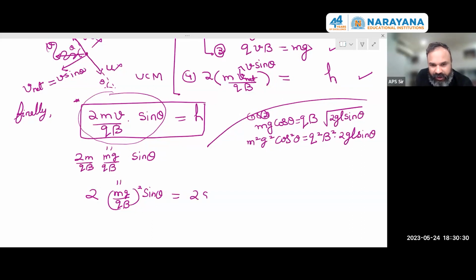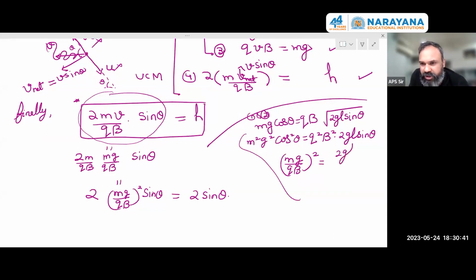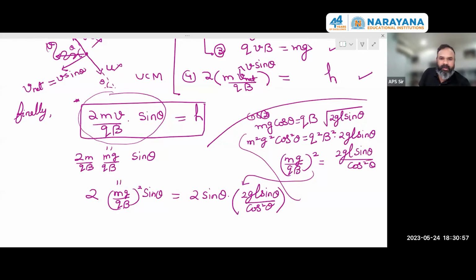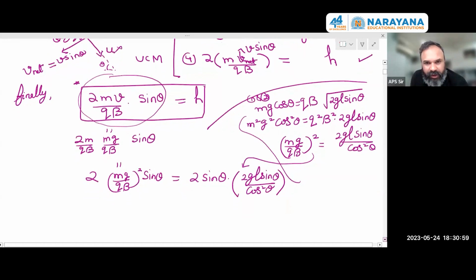Now this is 2 sin theta into, now mg upon qb I will find out from here. So mg upon qb the whole square is basically 2gl sine theta upon cos square theta. Just substitute this equation here. So 2 sine theta into 2gl sine theta upon cos square theta. So now finally, what we are getting.